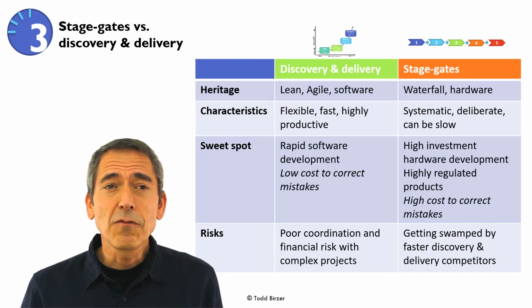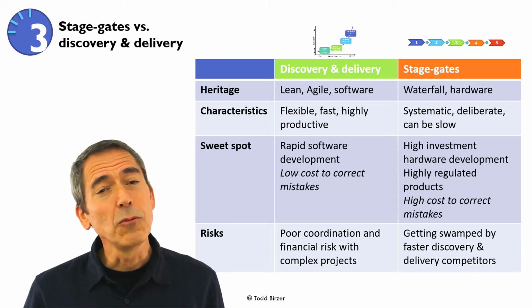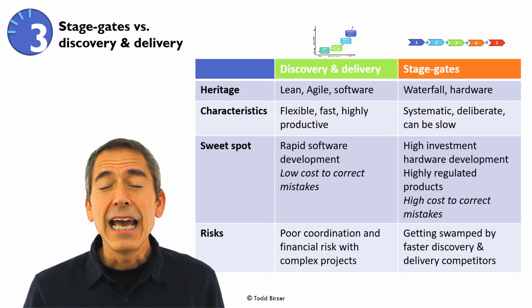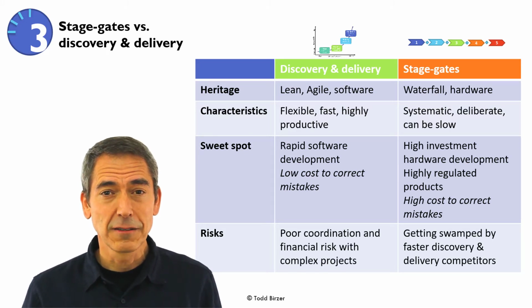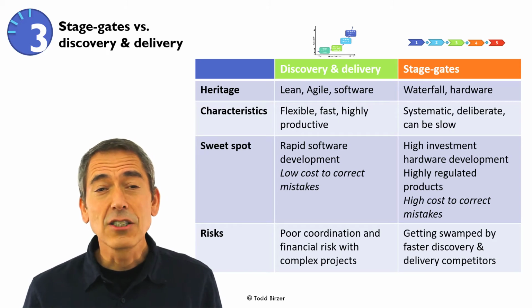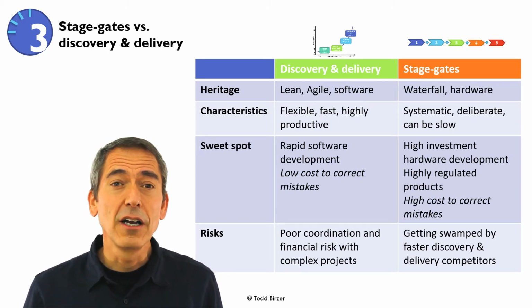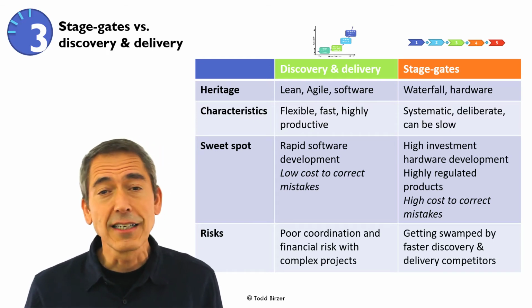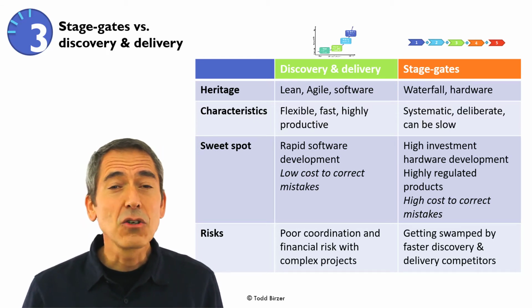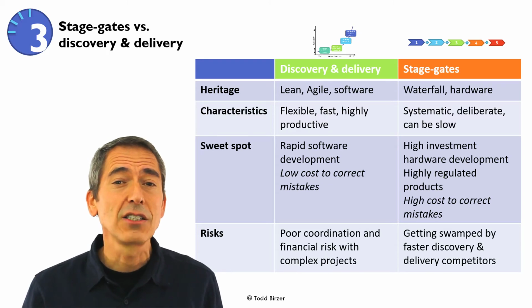The sweet spot for discovery and delivery is really rapid software development, okay? And it's those places where you've got low cost to correct mistakes. With stage gates, the sweet spot is high investment hardware development, or highly regulated products like insurance. Okay, and it's also where you've got high cost to correct mistakes.